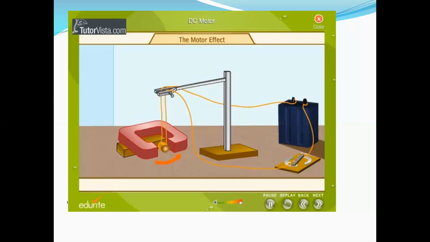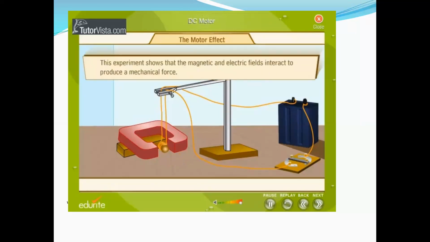The cork moves. Now, reverse the direction of the current. The cork moves in the opposite direction. This experiment shows that the magnetic and electric fields interact to produce a mechanical force. This is the principle of an electric motor.